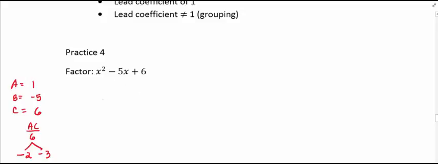Now, because this is the AC method with a lead coefficient of 1, all I have to do at this point is say, well, the x squared is going to give me x and x. And what were my two factors? They were negative 2 and negative 3. That is the factored form. And if you wanted to double check, again, you could distribute. x squared, there's a minus 3x, a minus 2x for a negative 5x, and a positive 6.